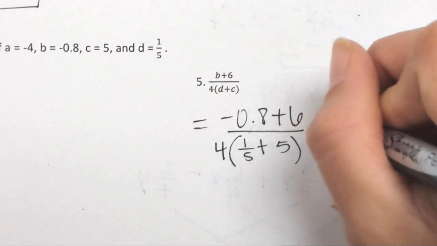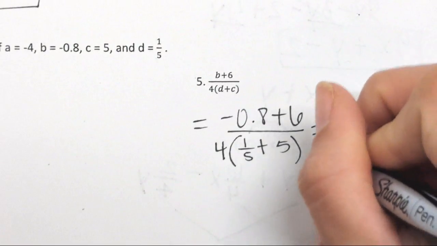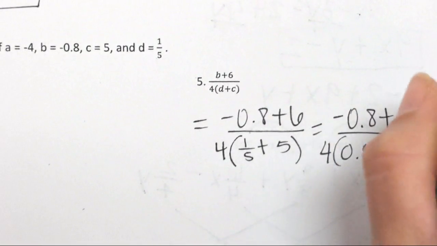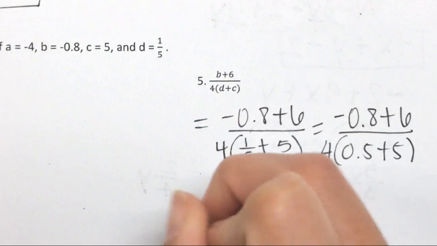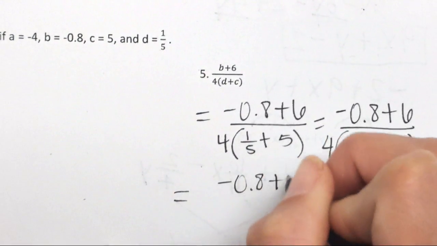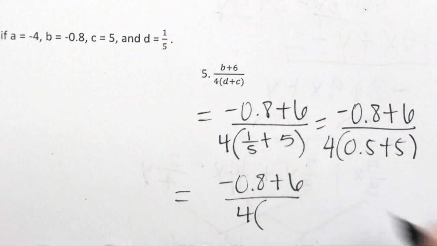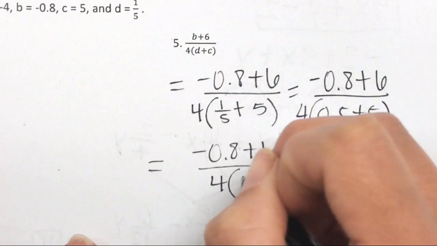What's that going to be? 0.5. So what is 0.5 plus 5? 5.5. Okay, so we have negative 0.8 plus 6 on top. And we have 4 times what on bottom? 5.5. Very good. 22.